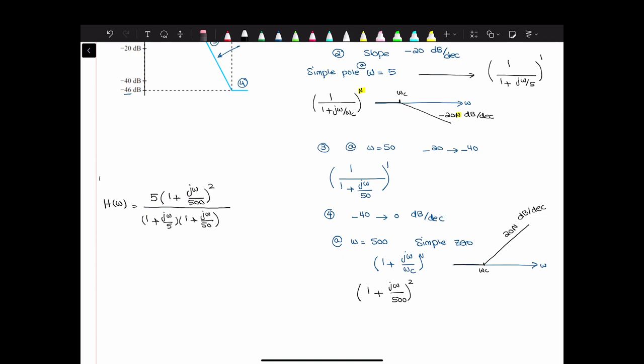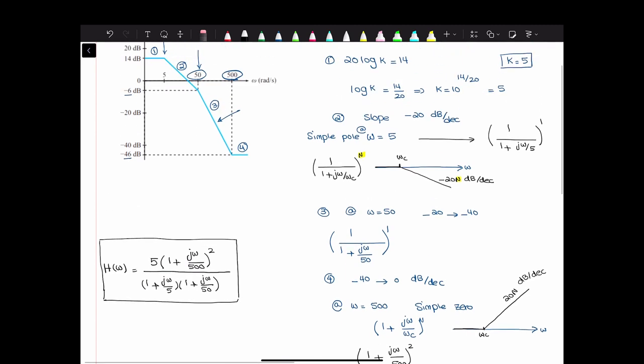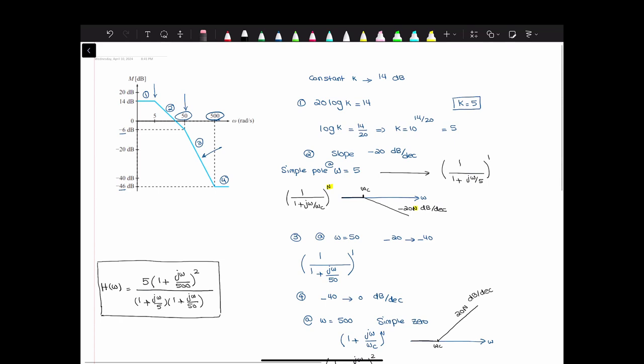Now, if you want to see if you have done this right or not, you can again draw the Bode plot for this specific transfer function, and you will see that you will get the exact same magnitude plot.